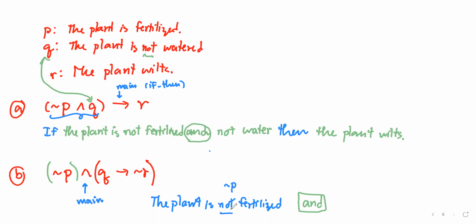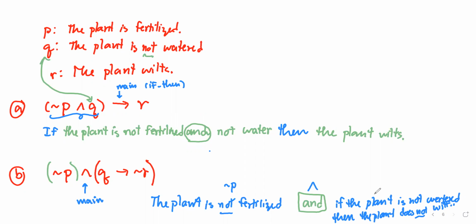And then the right side is the if then. We start with if the Q, if the plant is not watered, then the opposite of the R, then the plant does not wilt. See, the not here represents the negation of the R. I use a different color because the and is the main connective and this is the if then. So, if Q then not R.